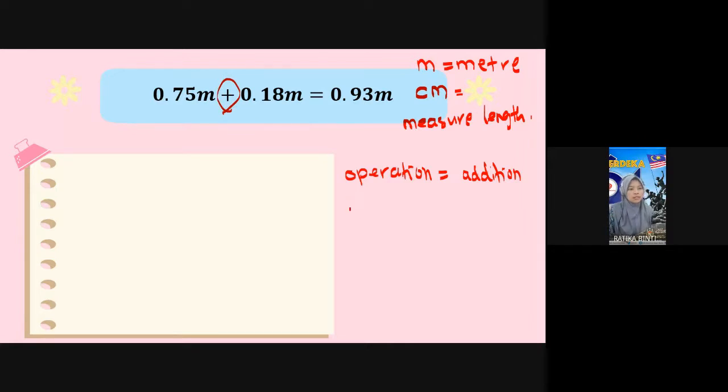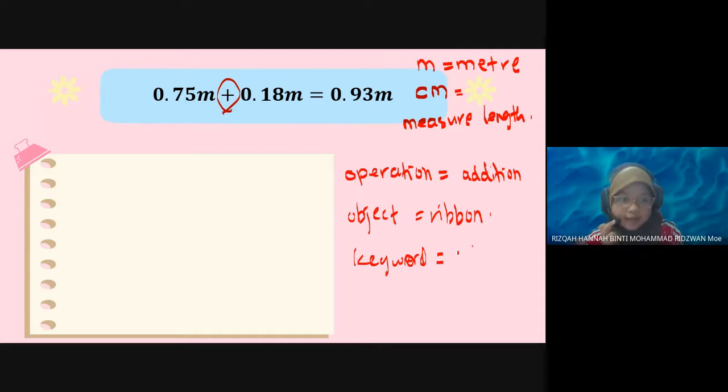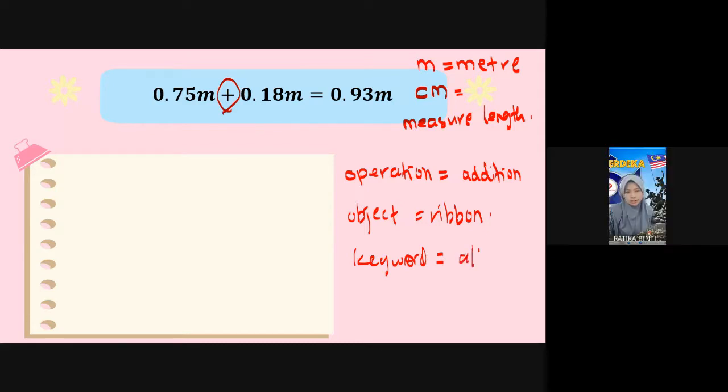Okay, so sekarang saya nak guna, oleh kerana ini melibatkan length, involve length, so I'm going to use objek ribbon. What about the keyword? Siapa boleh bagi tahu saya keyword? Altogether. Together. Ataupun we can use keyword total.